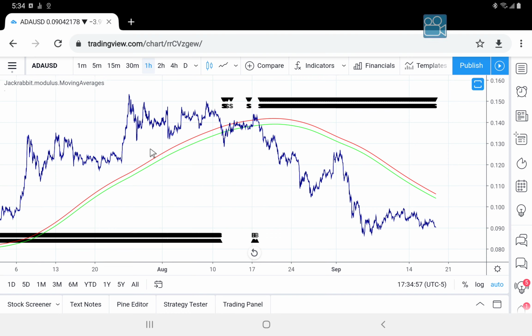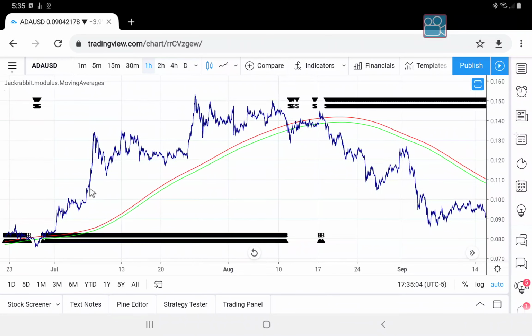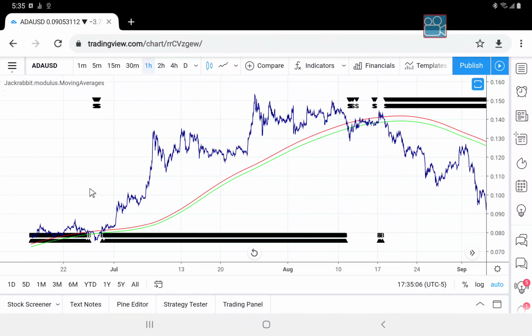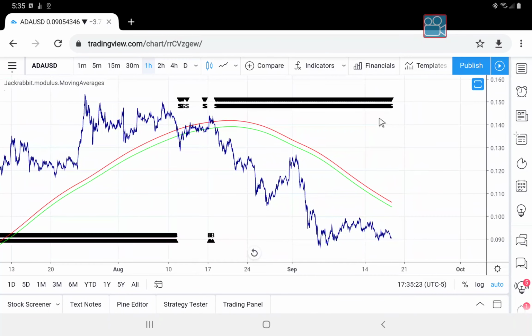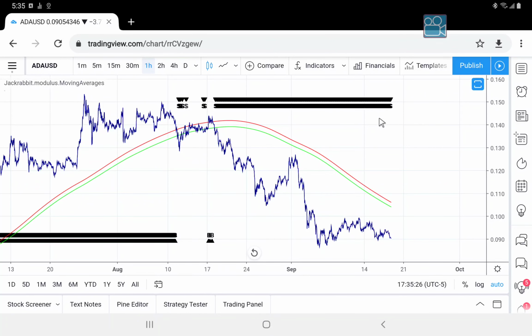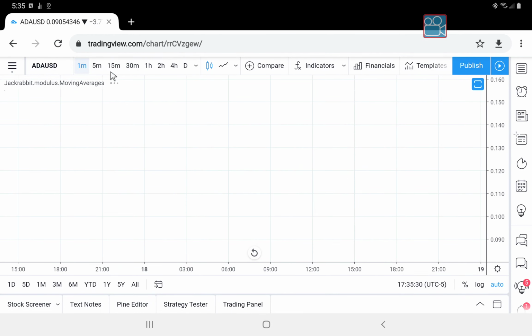Here is a nice trend, nice and easy. So if you purchased down here, you followed this trend all the way up to the top, and you sold right here, you made a reasonably good profit. That's what you want. That is why I use this method. By itself, it just works well. So let's go back to the 1 minute chart.